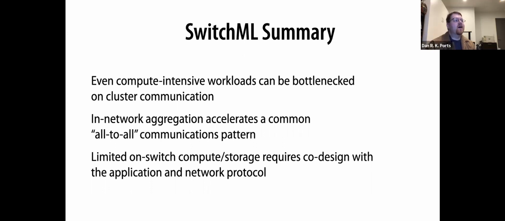Are there any questions about the SwitchML work? Okay, so there is one question on Zoom chat. Let me just repeat that. Does using the switch slots to do the aggregation affect the number of iterations for model convergence?